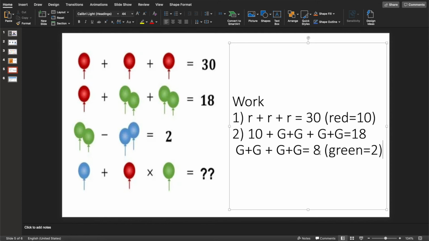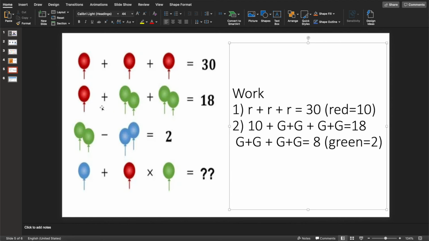All right, so now I'm at green balloon equals 2. All right, let's check that, make sure. 10 plus 2 plus 2, that's 12, plus 2 plus 2. This is 10 plus 4, 14. I think I said it wrong. 14 plus 4, because 2 plus 2, that'd be 18.